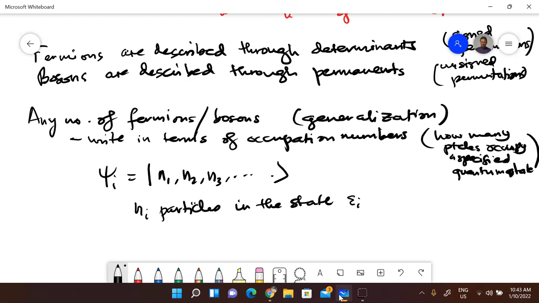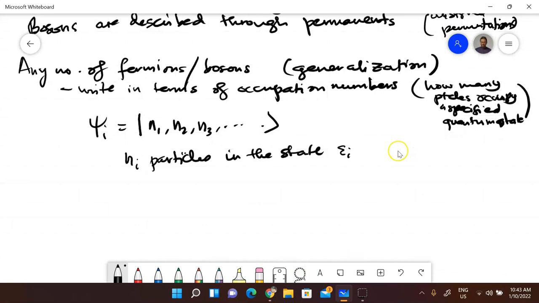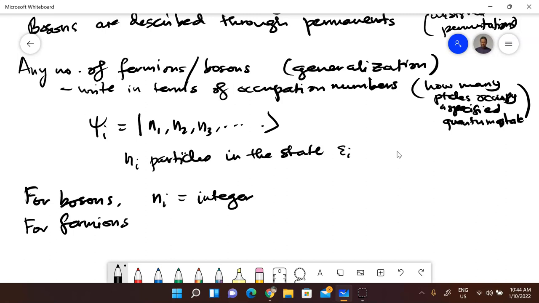So one of the things over here is that for bosons, the occupation number can be anything. Any number. For bosons, Ni is just an integer. Whereas for fermions, since two fermions cannot occupy the same state, your Ni can only be 0 or 1. So that gives you a lot of difference between the two types of particles.